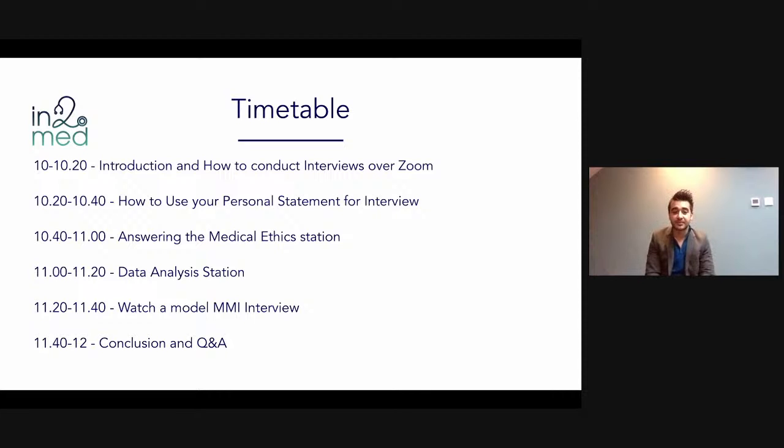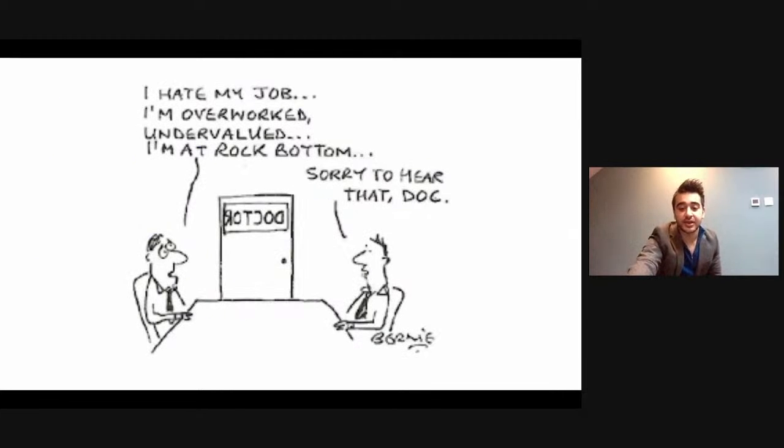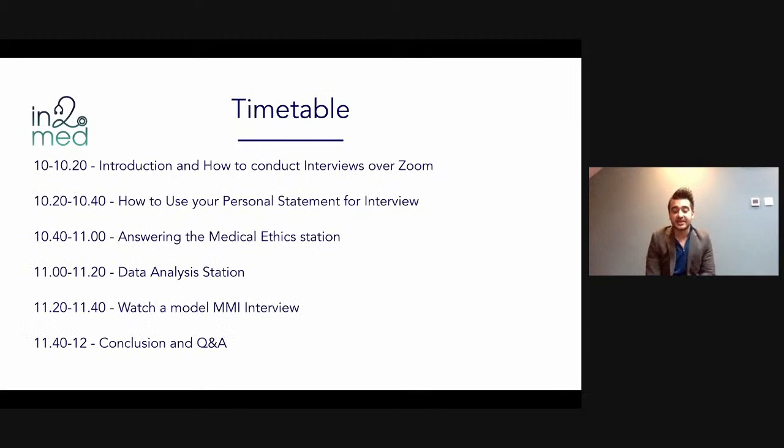Then at 11, I'll go through with you how to do the data analysis station. And I think that's really important as a doctor, as you'll be learning how to interpret scans and blood results throughout your life, and you'll have to explain them to patients. Then at the end, you can watch a model MMI interview, and then finally we'll finish off with some time for questions. Okay, so our first session is the introduction and how to conduct interviews over Zoom.